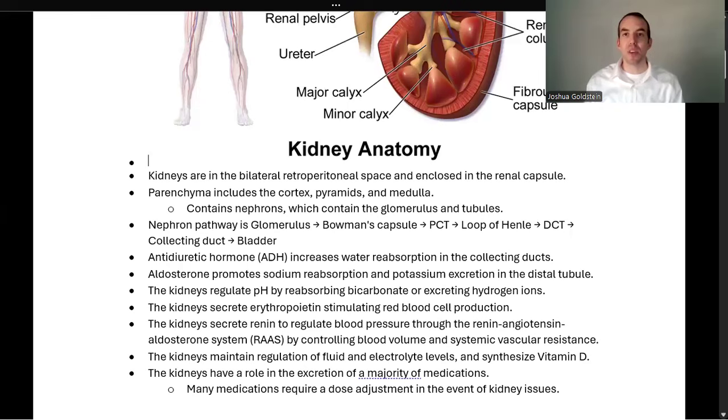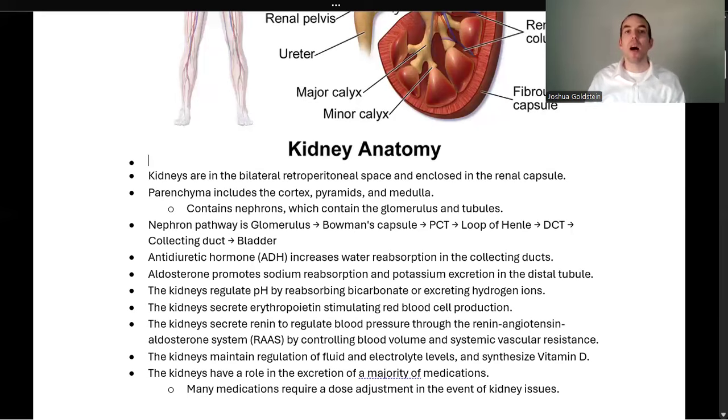On the image that you can see on your screen, the cortex is the outside part of the kidney, and in there is where the parenchyma starts, and that is where the nephron starts. And then the tubules of the nephron extend down into the actual middle of the kidney, what we call the pyramids and the medulla. So again, the glomerulus and the tubules, which make up the nephron, the glomerulus is up in the cortex, and the tubules extend down into the middle, what we call the pyramids and the medulla, and all of that is included in the parenchyma. Let's move on.